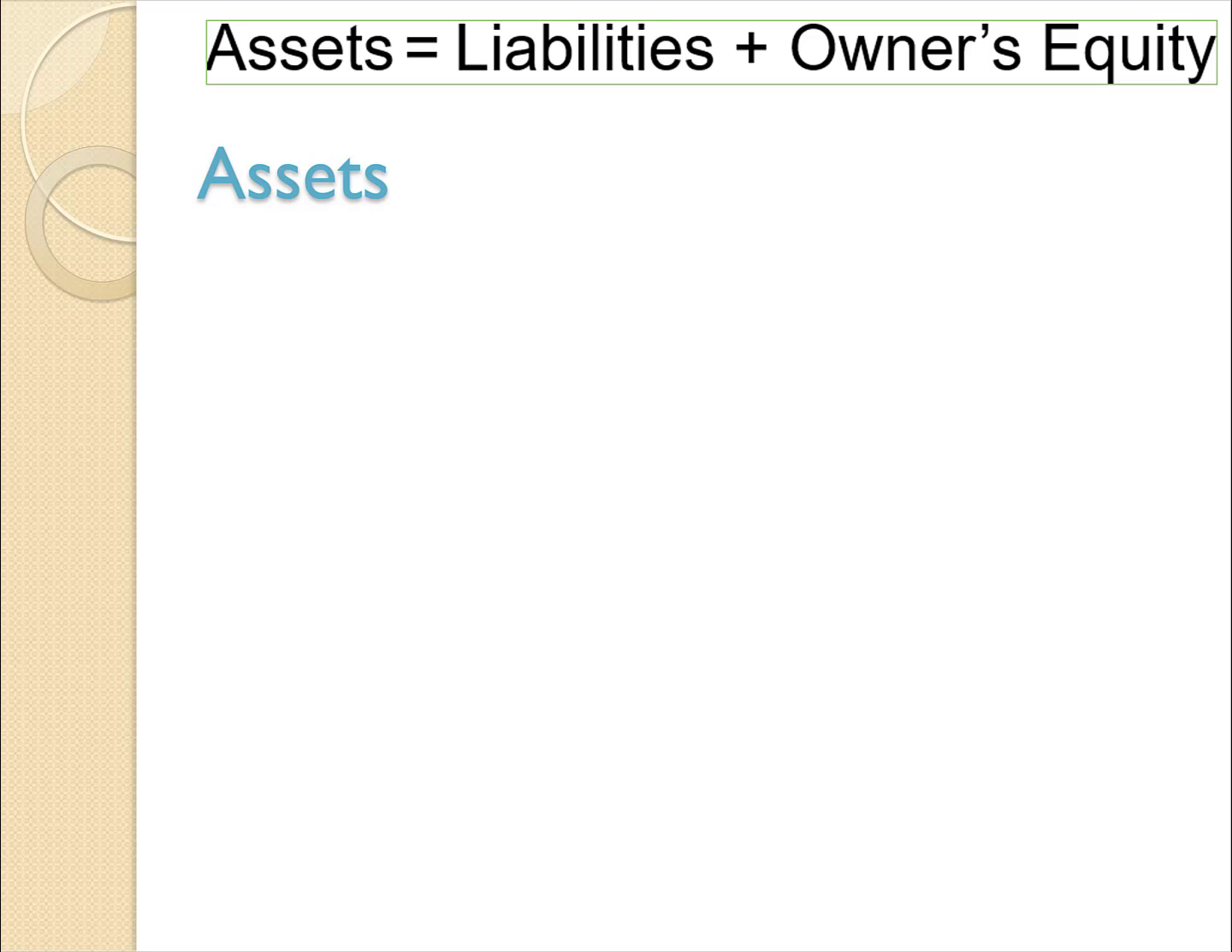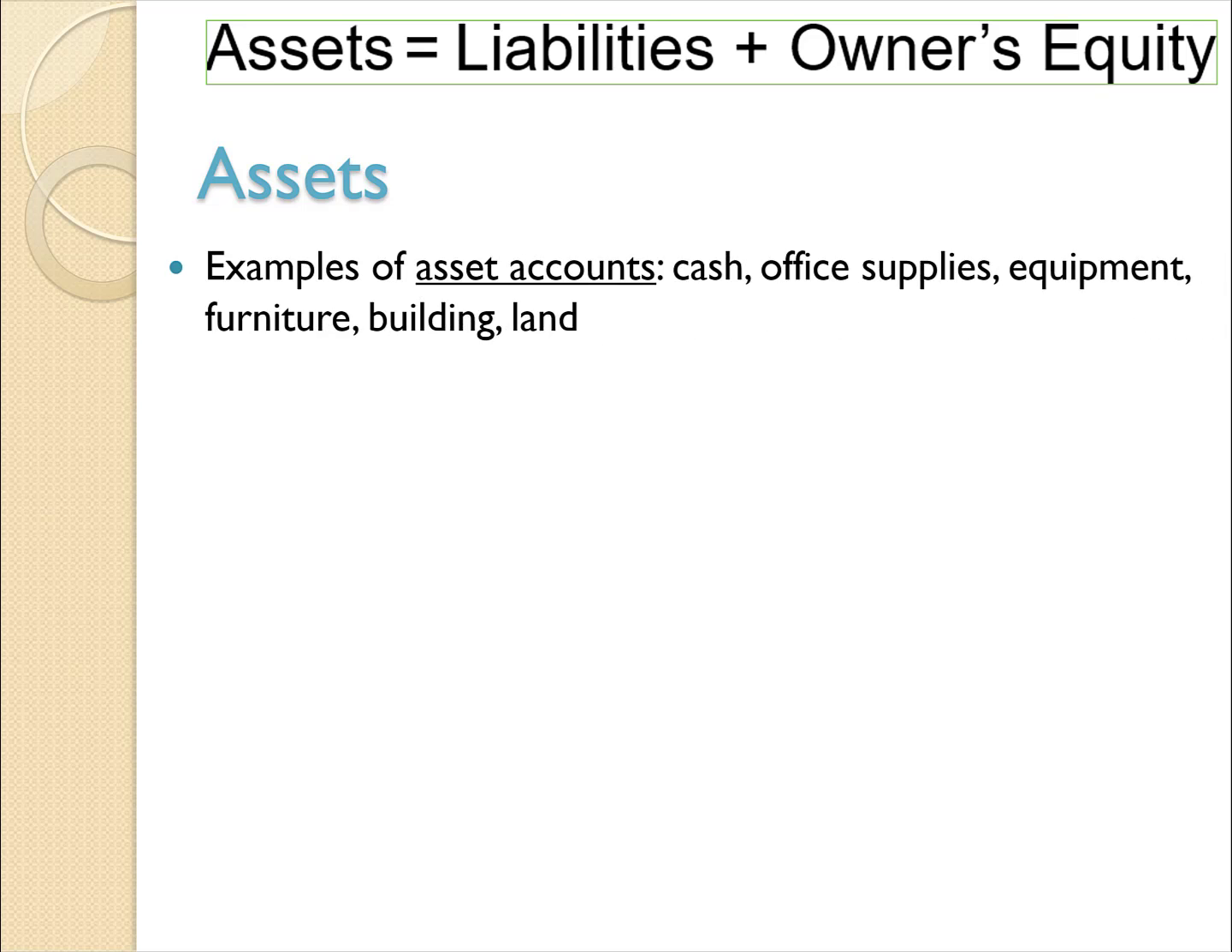So what are assets? Before we work on a formal definition of assets, let's just look at some examples of what assets are. So examples of asset accounts include cash, the most common and everyone's favorite asset account, office supplies, equipment, furniture, building, land, and there's lots of other different types of assets, but those are just the common ones that are easy to understand.